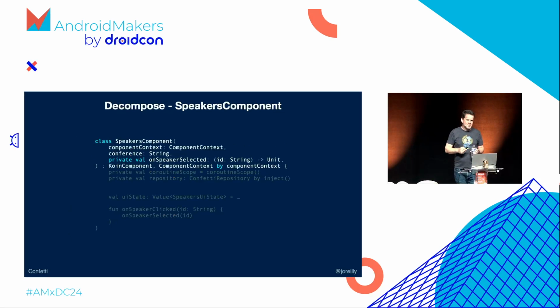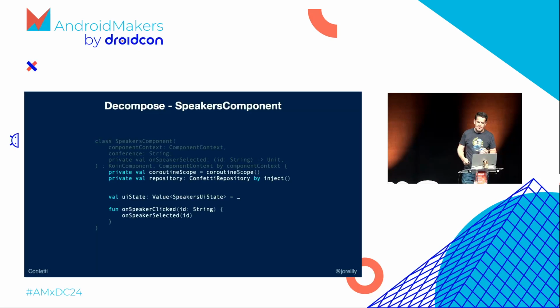And this is the speakers child component associated with a list of speakers. We pass it the conference name and a callback for when a speaker is selected. That callback will then, in turn, trigger navigation to the speaker details child, passing in the associated ID. And this component basically acts quite like a traditional view model in that it will expose observable state to the UI. It will also provide actions we can invoke from the UI, such as the on-speaker click as shown here.